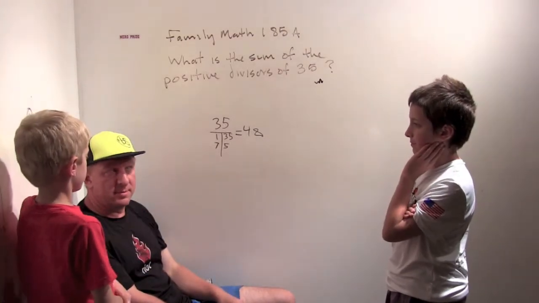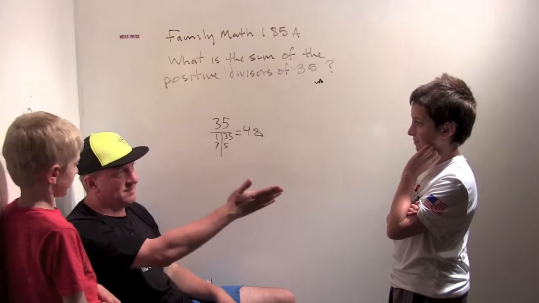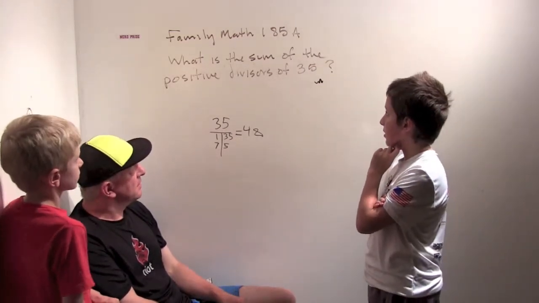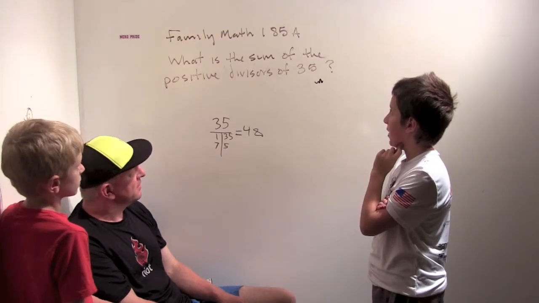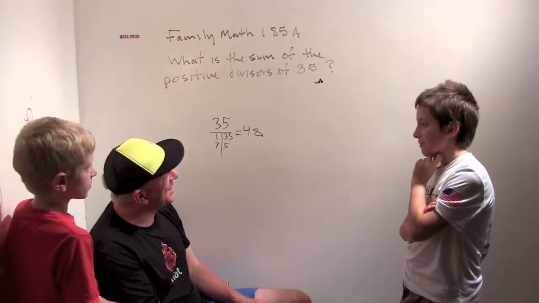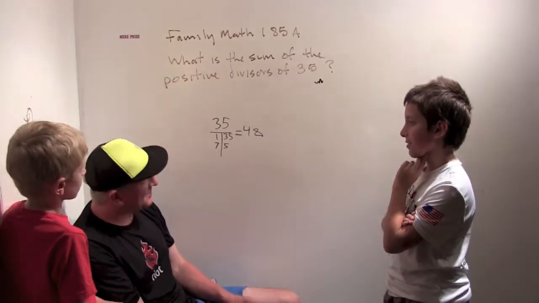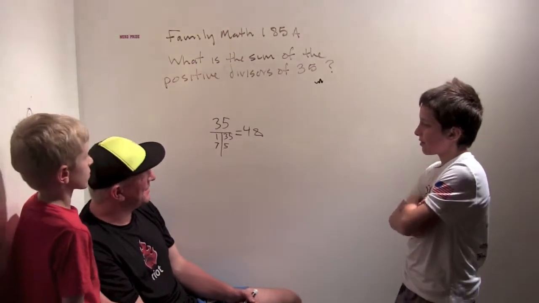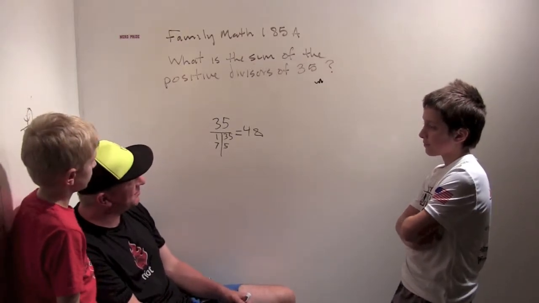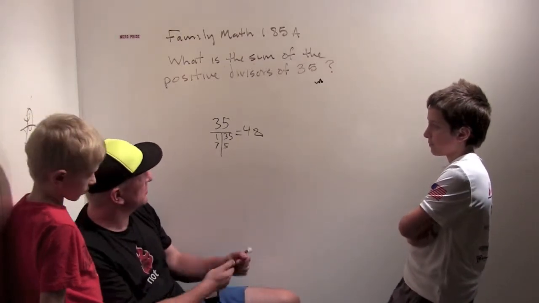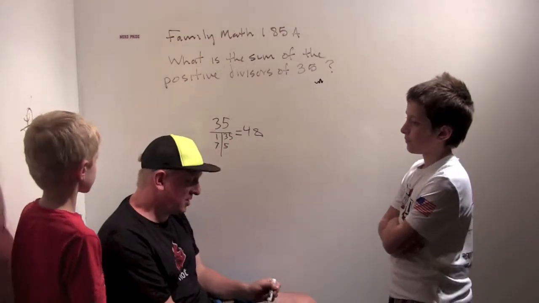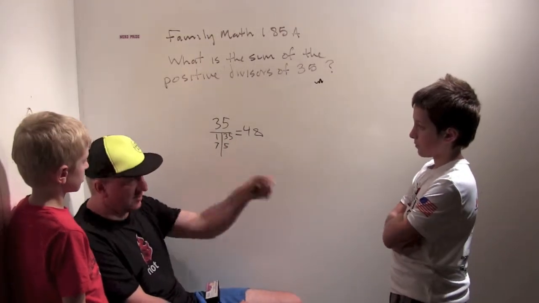I do. Go ahead. I was thinking, what is the product of the positive divisors of 35 in binary? Okay. Well, we don't have to do it in binary. We could just do the product. I think doing it in binary would make it more complicated than necessary, but the product would be interesting. What happens if we multiply all the divisors together? That's an interesting question, actually. All right, good. We got that one.